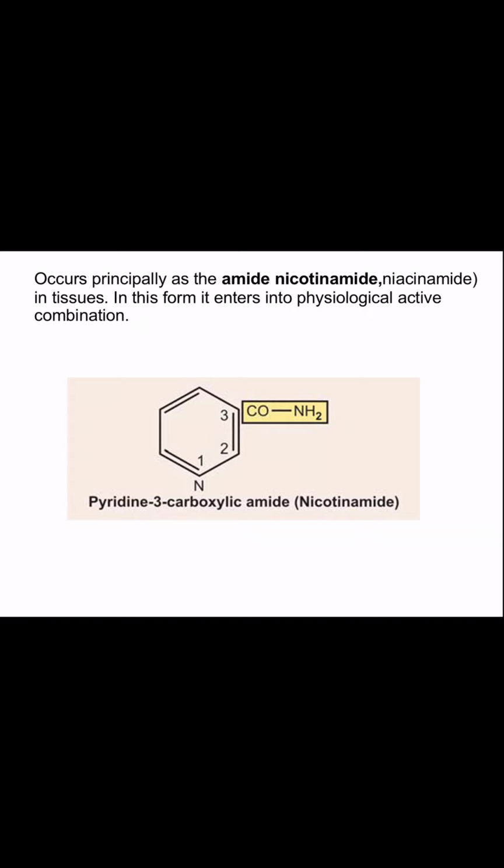It can occur as niacin, or for the physiologically active form, it is present in the form of an amide, which is known as nicotinamide. Okay, so this is nicotinamide. The amide group is attached at position 3 in place of the carboxylic group. So this becomes pyridine 3 carboxylic amide. So this is the physiologically active form.